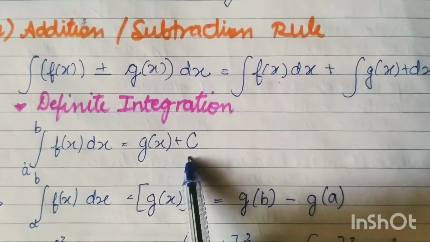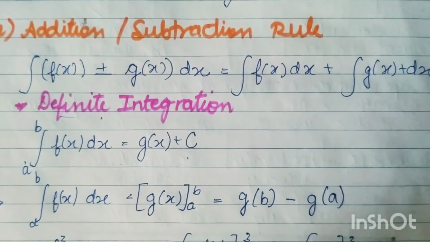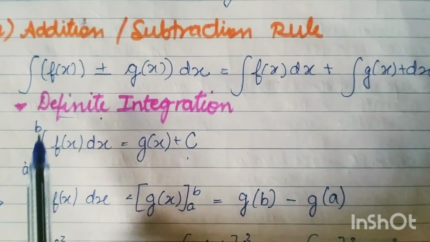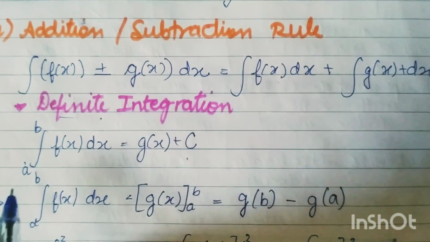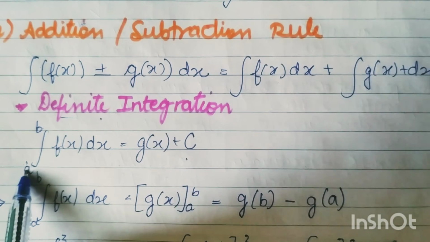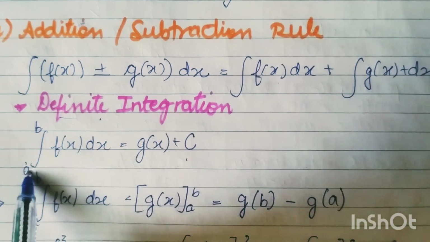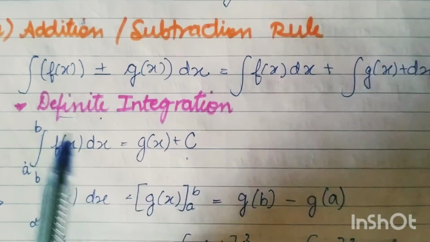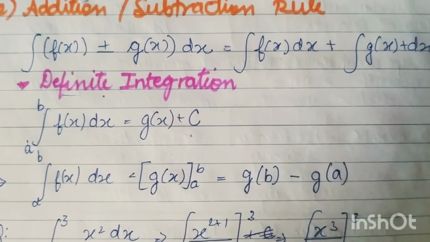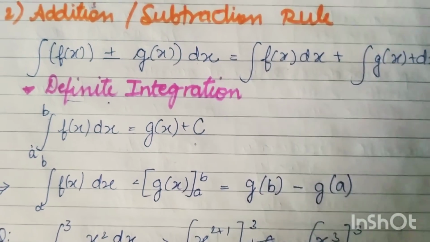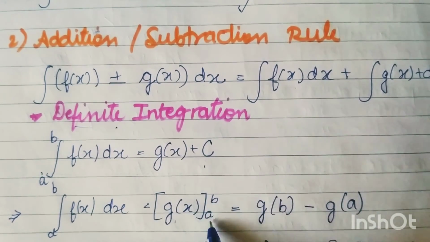Earlier we wrote a constant everywhere, but now if we have definite integration, we will not write a constant. Instead we are given limits. This b is known as the upper limit and this a is known as the lower limit. So integration of f(x) dx, lower limit a, upper limit b, will be g(x) plus c. You all know it. But now if we have the limits, what do we do? We will enclose this g(x) in a square bracket and write the limits.